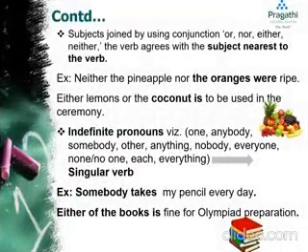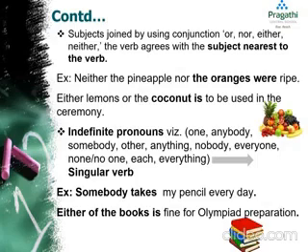So here is another golden rule, which says subjects joined by using conjunction. See here, if you find in a sentence or, nor, either, neither, the verb agrees with the subject nearest to the verb. So the verb will be whichever the subject is nearest. If the subject is plural, we will add plural verb. If the subject is singular, we will add singular verb. For example, neither the pineapple nor the oranges were ripe. Oranges, plural subject, plural verb. Another, either lemons or the coconut is to be used in the ceremony. In the second sentence, coconut, which is a singular subject, has taken singular verb.